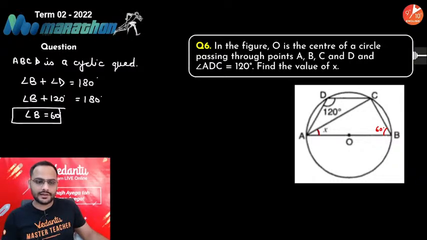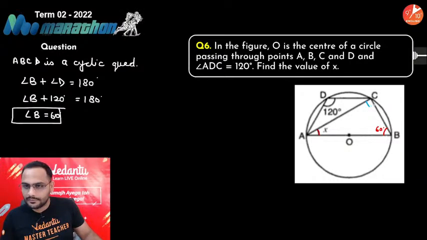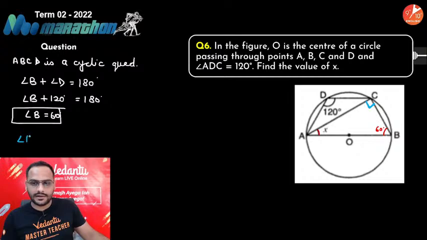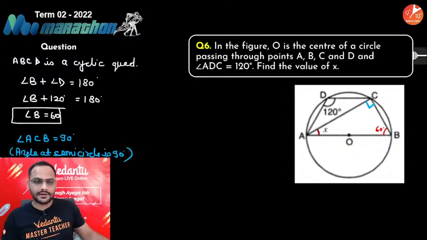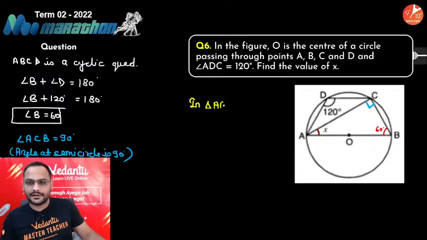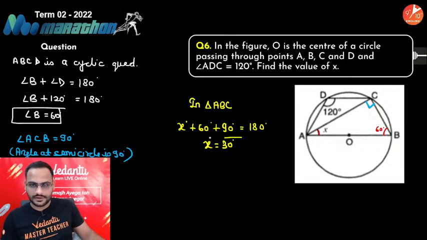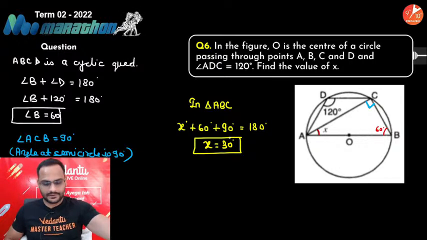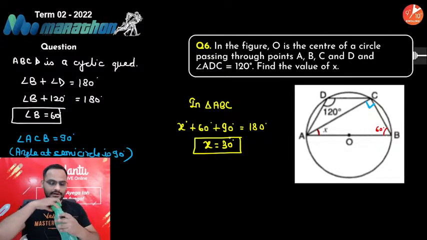Second thing guys, I can say that sir, this angle C will be 90 degree because angle at the semicircle. AB is the diameter. So I can say angle ACB will be equal to 90 degree. Reason being, angle at semicircle is 90 degree. Right? Now you have the two angles of triangle ABC. So in triangle ABC, X degree plus 60 degree plus this 90 degree should be equal to 180 degree. You will get X equal to 30 degree. Pretty easy. X is equal to 30 degree. Clear? Simple. Not 40, 30.